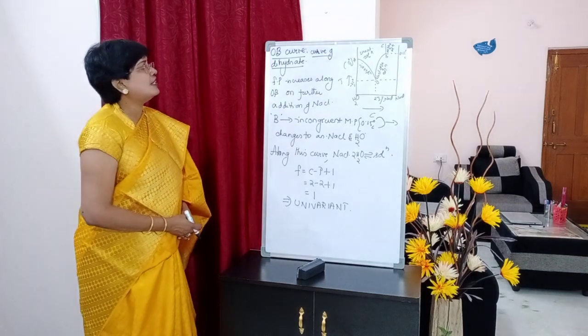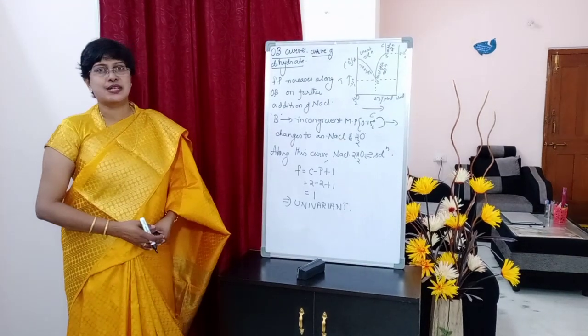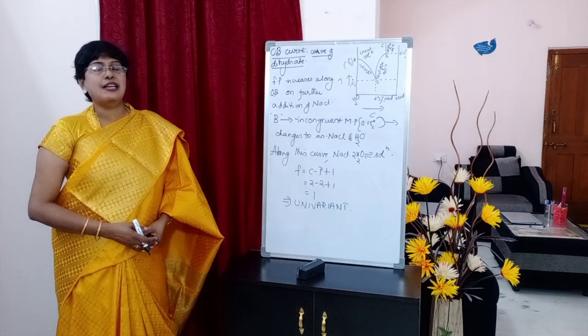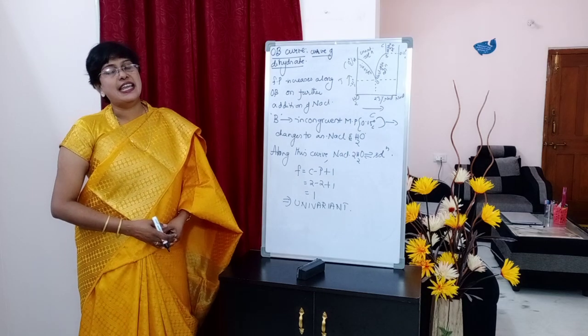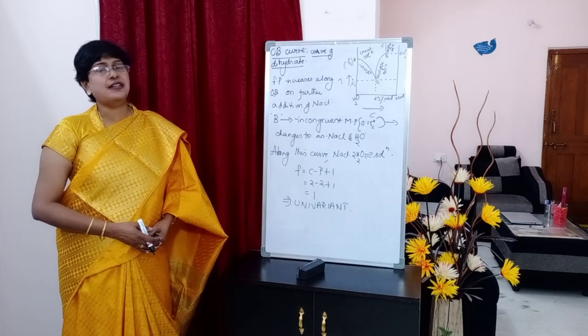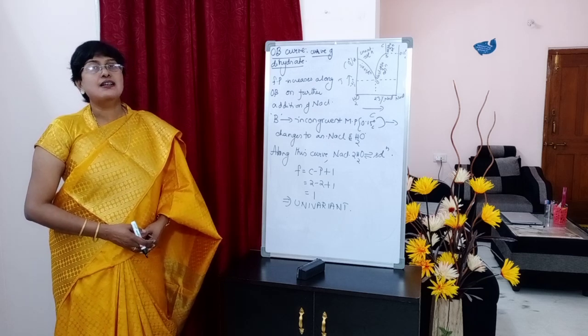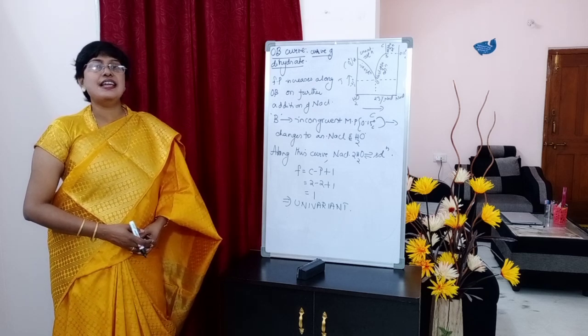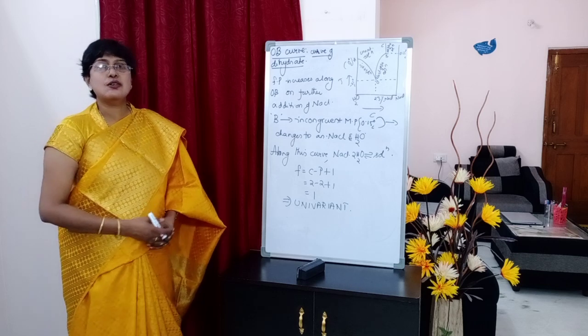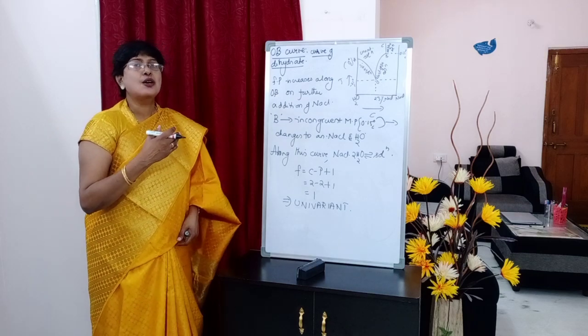So what do we learn from this OB curve, students? What did we learn about the AO curve? When we are adding NaCl, what happens? Slowly the freezing point has come down. Now we are continuing the addition of NaCl. So on further addition of NaCl, what happens?